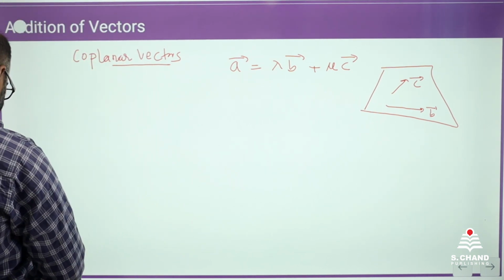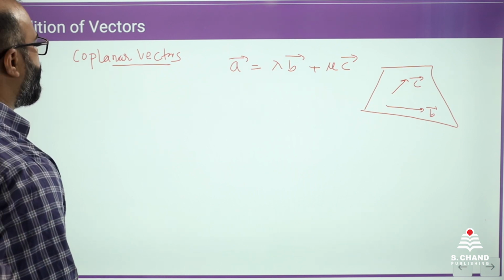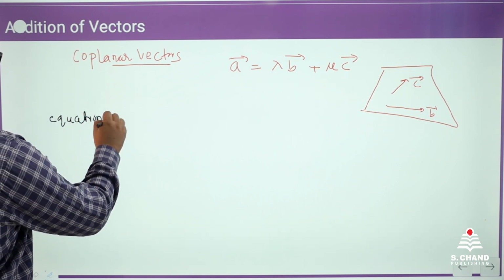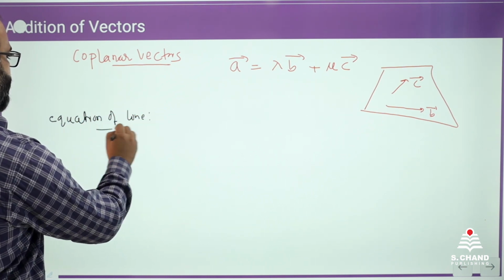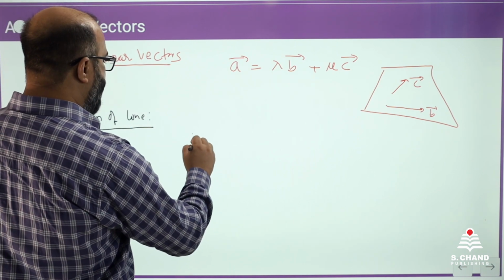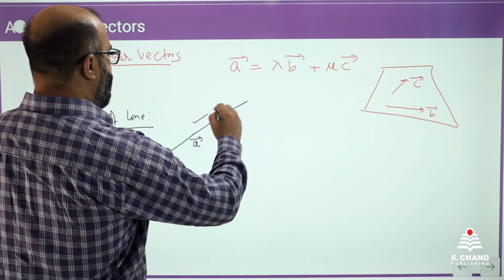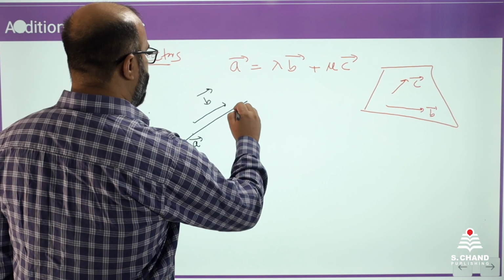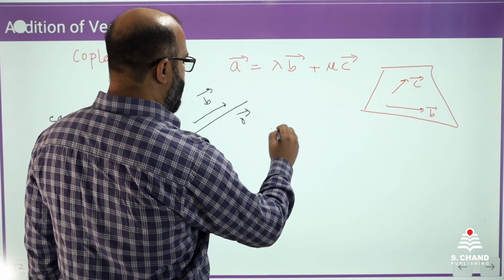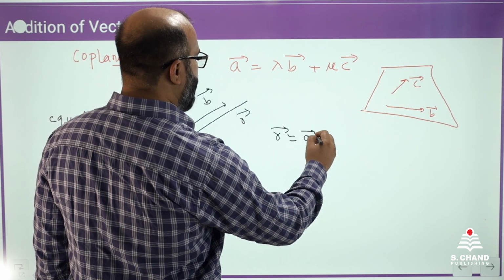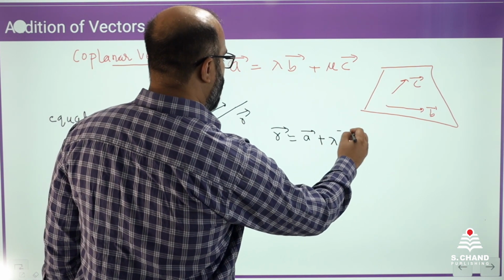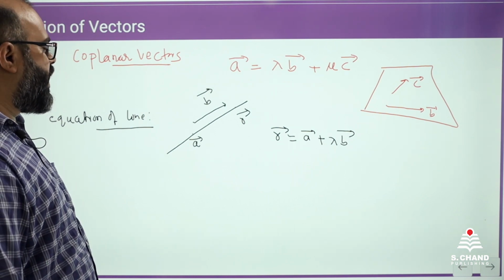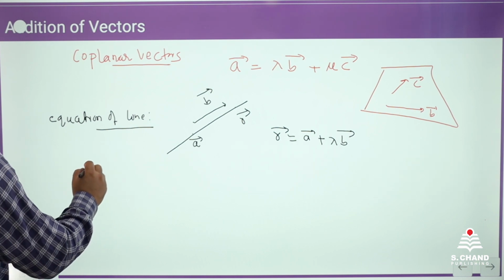Next, the important point here is the equation of a line. If we talk about the equation of a line in vector form, there is a point A through which the line is passing and a direction B in which it is passing. So we always say that the position vector R on that line is R equals A plus lambda B. A is the point through which the line is passing and B is the vector in the direction of the line.